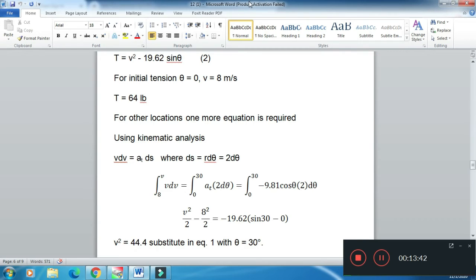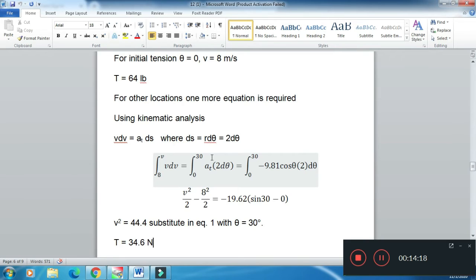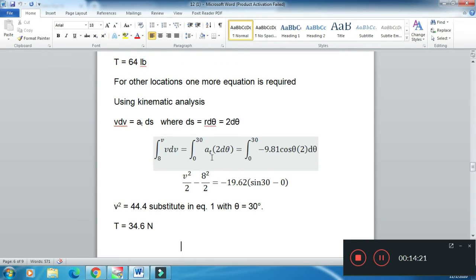So by solving we get an equation in terms of velocity and theta. If theta is 30, then velocity square is 44.4, and if we take the root, velocity will be about 6.5. But we have to put velocity square in equation number 2. Theta will be 30, velocity square will be 44.4. By substituting, tension will be equal to 34.6.